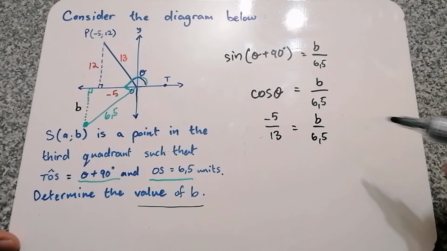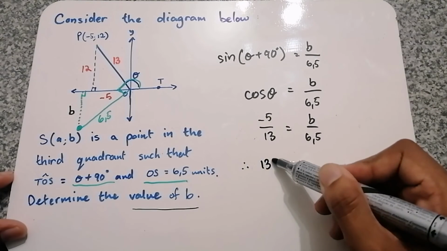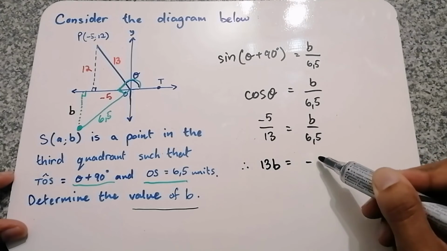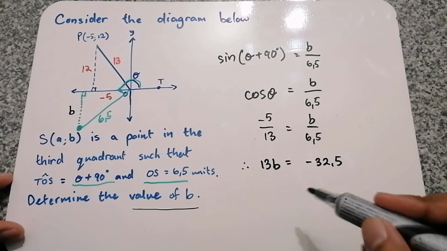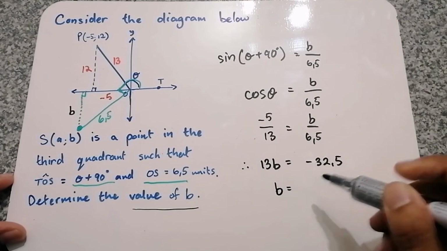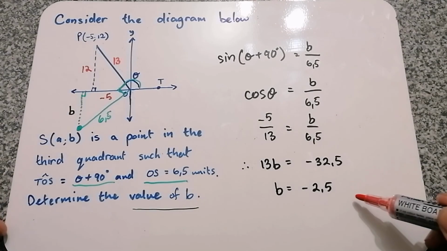Now, let's cross multiply to solve B. Therefore, 13B is equal to -32.5. And if we divide by 13 on both sides, then B is equal to -2.5. And there we have it.